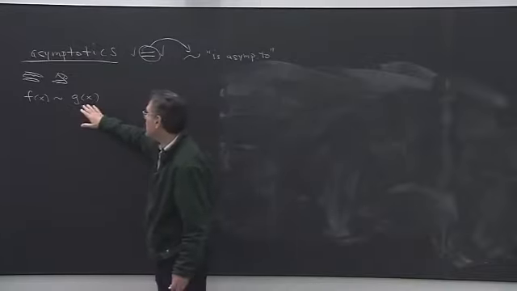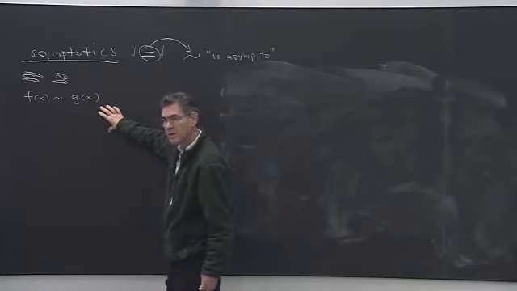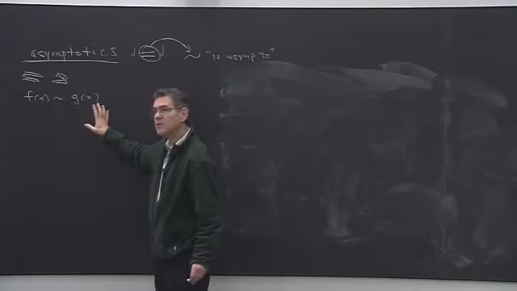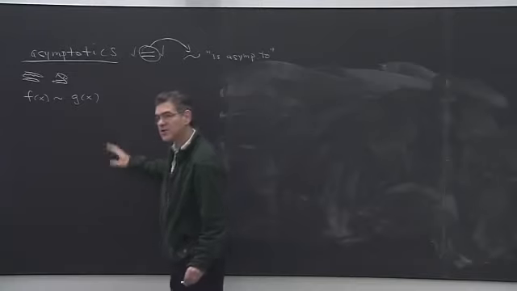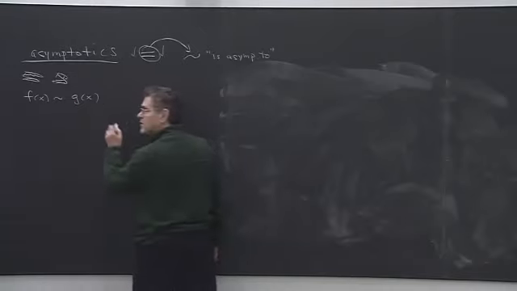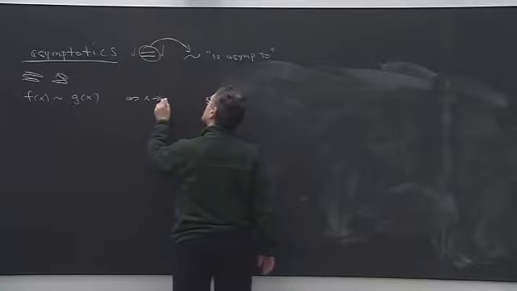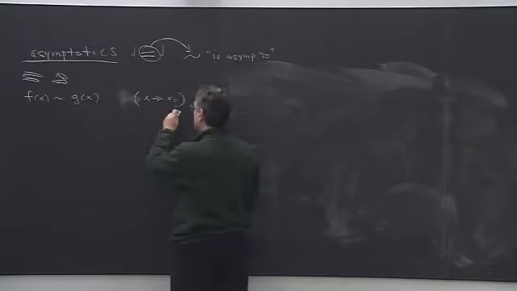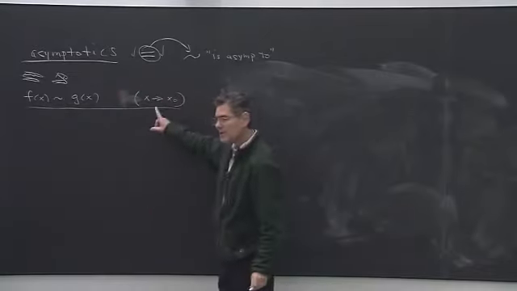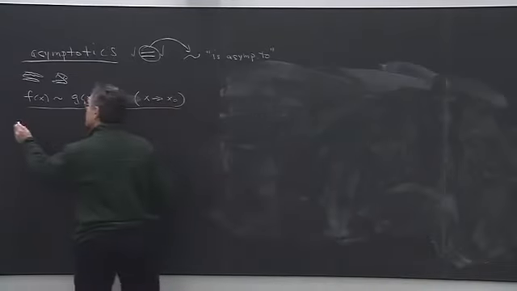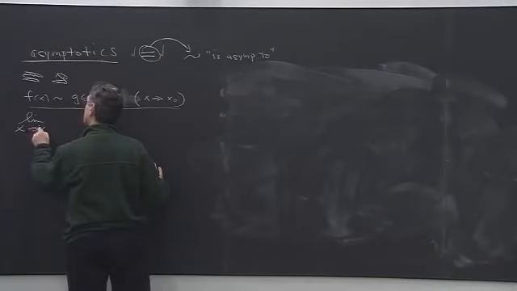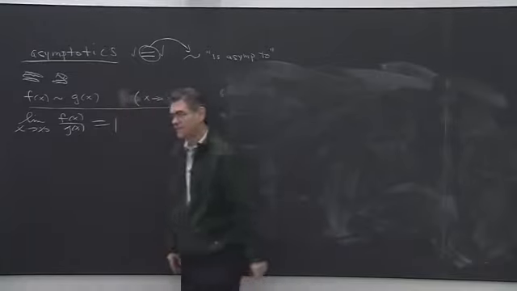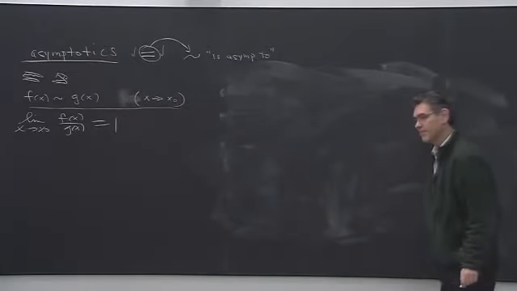So an asymptotic approximation, or an asymptotic relation, must be associated with a limit. And a correct statement would read, f of x is asymptotic to g of x as x approaches x naught. Okay, this is a correct statement. And let me tell you what this means. It means that the limit as x approaches x naught of f of x over g of x is 1. That's what it means.